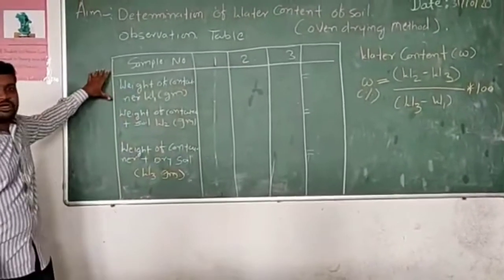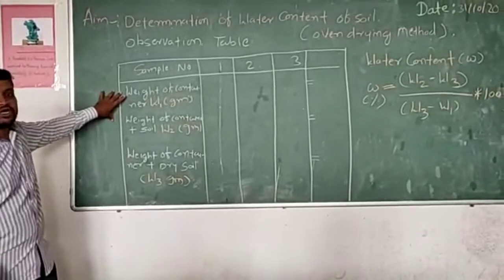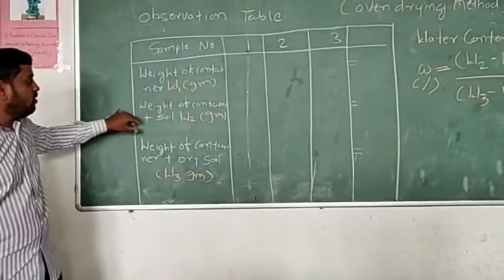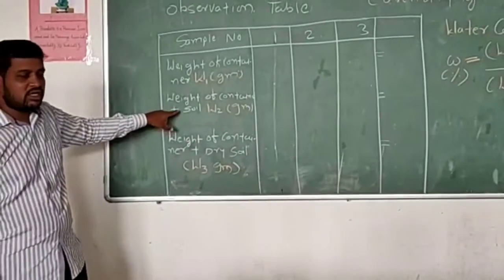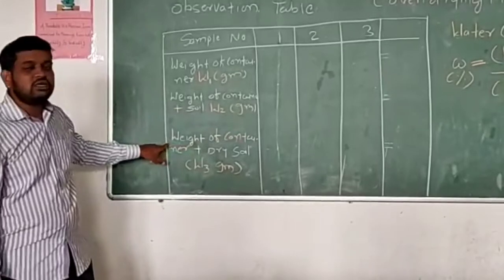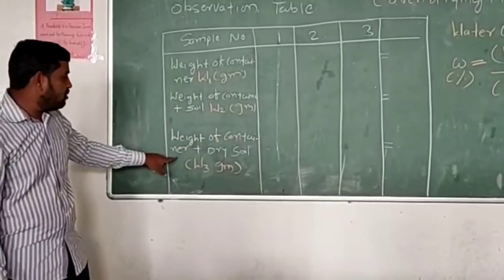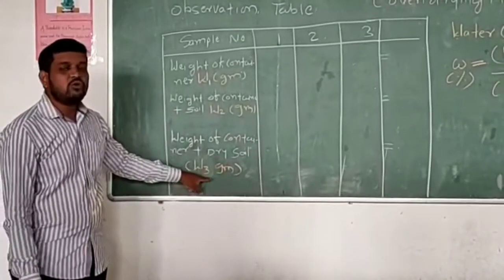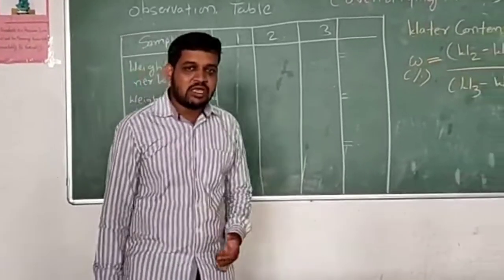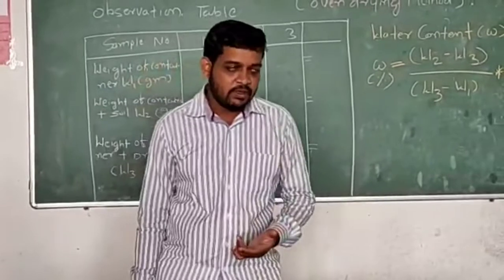This observation table contains the weight of the container, that is W1, in gram. Then the weight of the container plus wet soil, that is W2, also in gram. And the third one is the weight of the container plus the dry soil, that is W3. W3 we have to measure after keeping that soil sample for 24 hours in the oven.